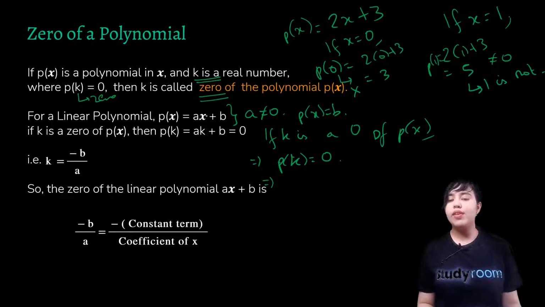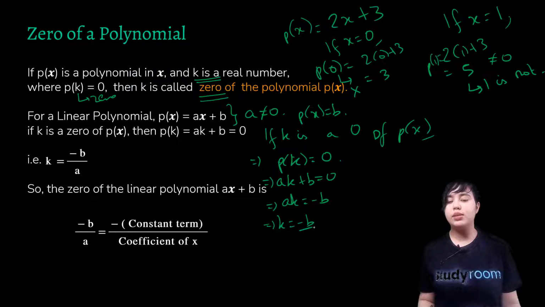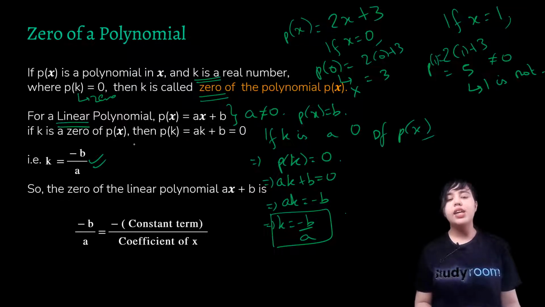And what is p of k? If I simply substitute x as k, it's ak plus b equal to 0. It means ak is equal to minus b, which means k equal to minus b by a. So if k is equal to minus b by a, it is a 0 of my polynomial. It's only applicable to the linear polynomial. So for a linear polynomial, how do you find out the 0 of that polynomial? You just take a and b, where b is your constant term and a is the coefficient of x. So you take minus of constant term upon coefficient of x.